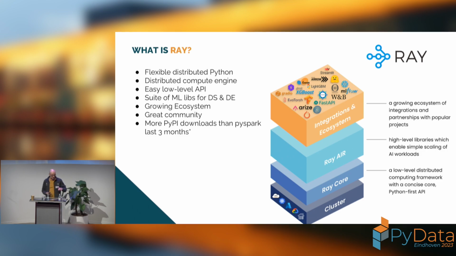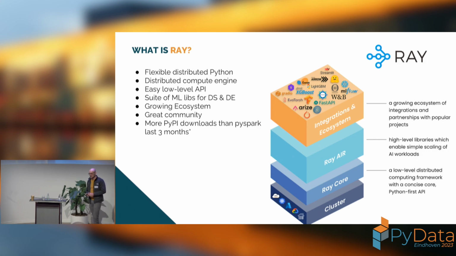So on the low level, Ray is a distributed compute engine, right? It has a distributed scheduler. It can schedule and execute tasks. And one layer on top of that, you have a very elegant core API, and I'm going to show you this in one quick example on the next slide.